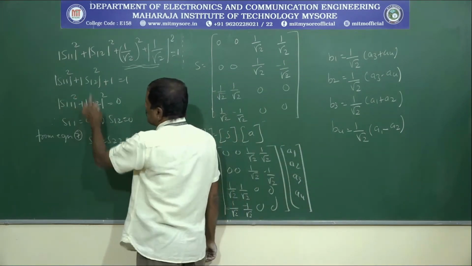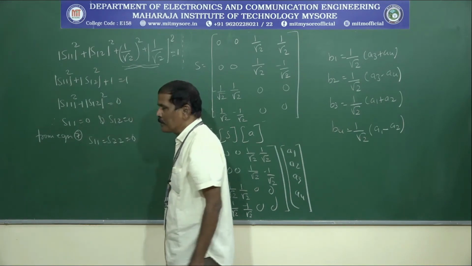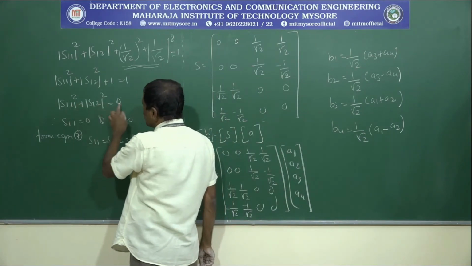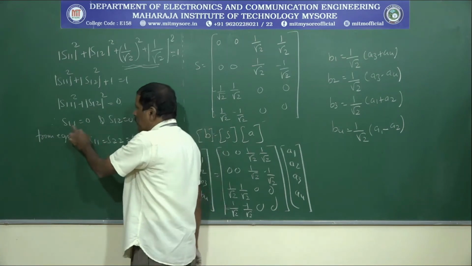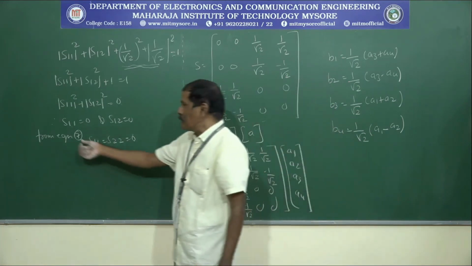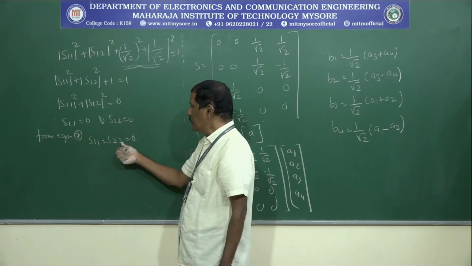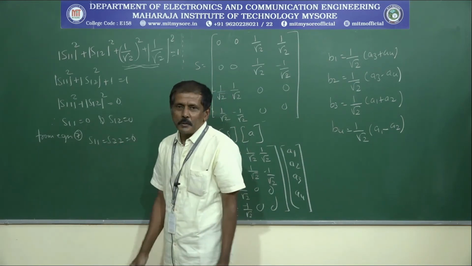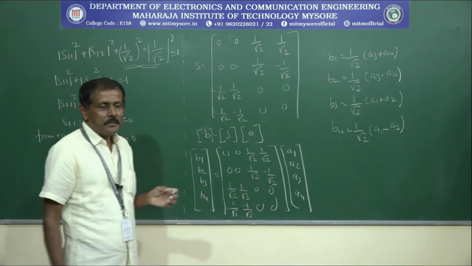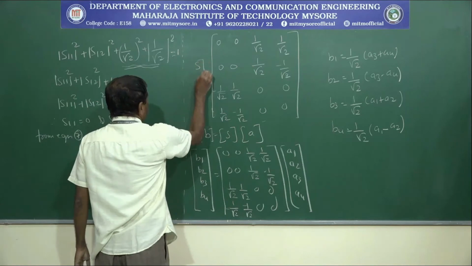Therefore, S11 square plus S12 square equals 0, because if you take the 1 to the right hand side, 1 minus 1 is 0. Therefore, S11 square plus S12 square is equal to 0. So S11 is equal to 0 and S12 is equal to 0. Then from equation number 7, we already calculated S11 is equal to S22, so this value is also equal to 0. Once you substitute all these values, the S matrix looks like this.